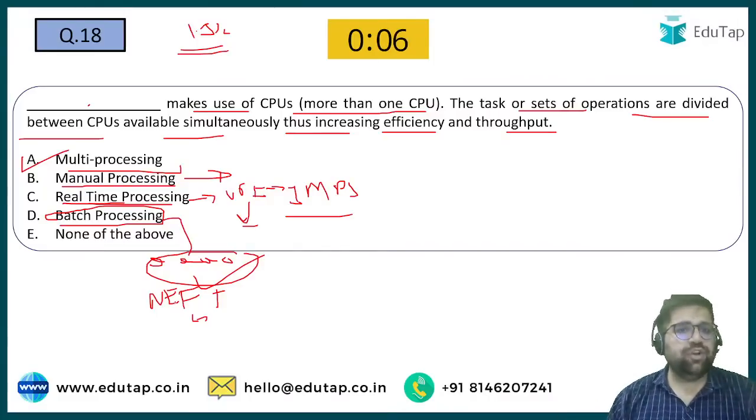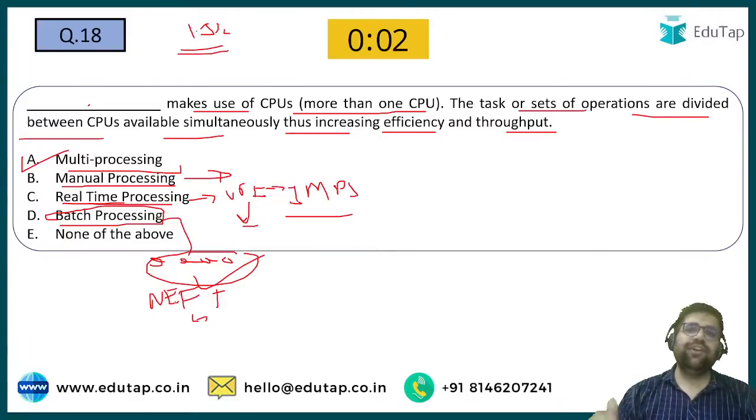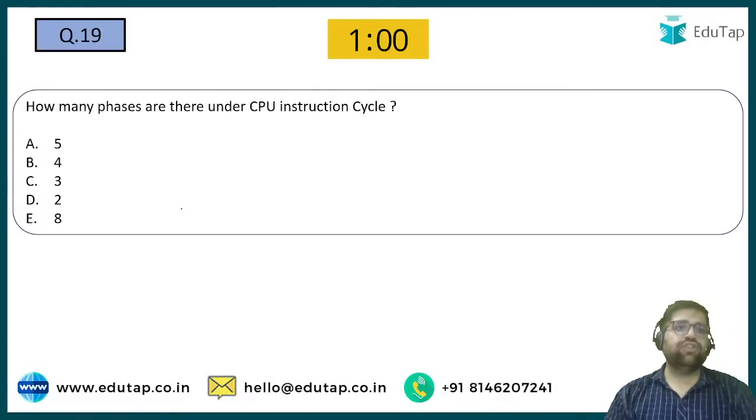UPI is Unified Payment Interface. IMPS is your Immediate Payment Service. NEFT is your National Electronic Fund Transfer. Therefore your answer of question number 18 will be multi-processing. As simple as that. Now question number 19.